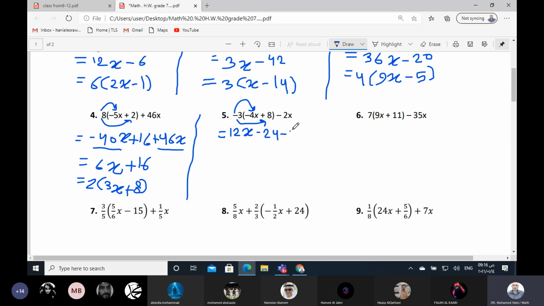Then here we have minus 2x. Now add the like terms. We have 12x minus 2x will be 10x minus 24.